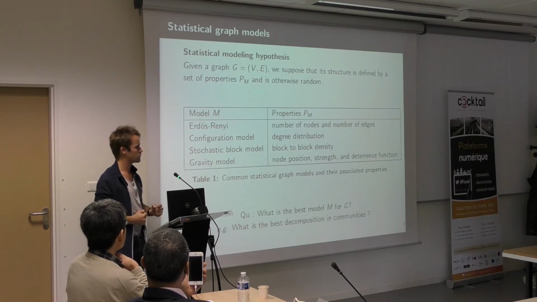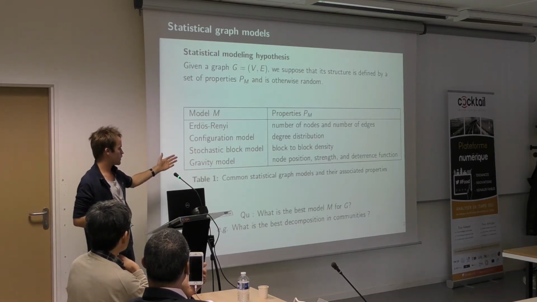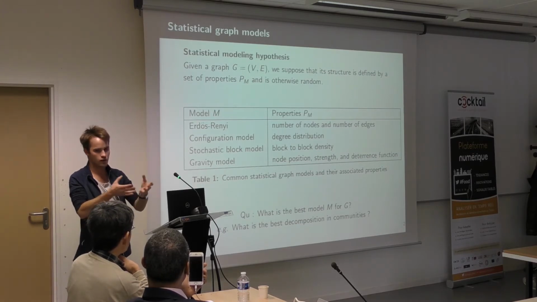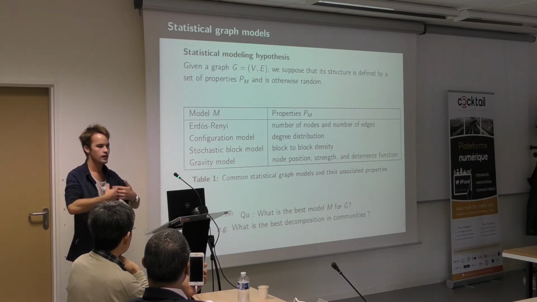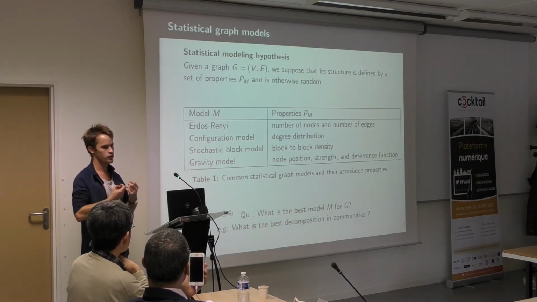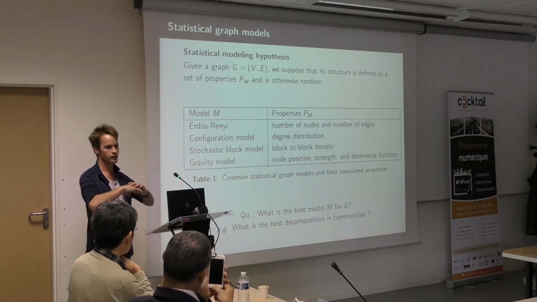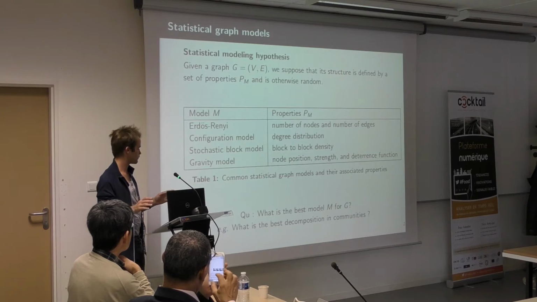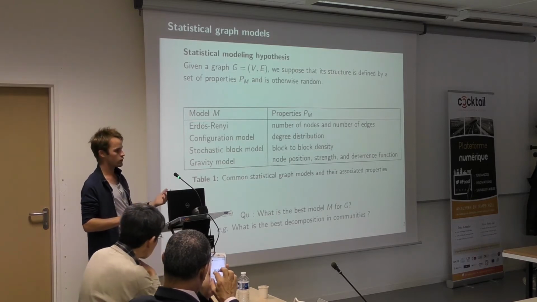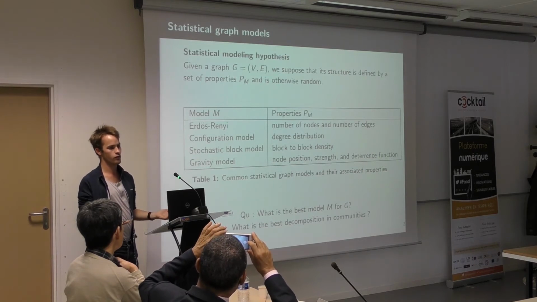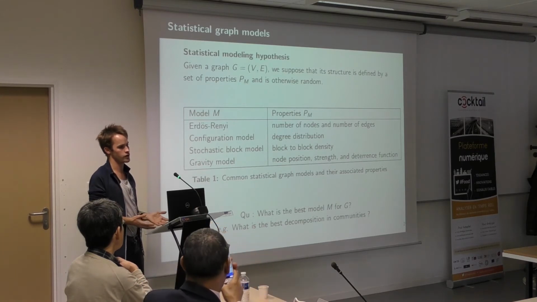respecting this degree distribution. Stochastic block model is the same, with the constraint that the number of edges within each group defined must be respected. So in all these situations, there are some important properties that are fixed in advance, and everything else is random. And one can wonder, with respect to a given graph, what is the best such model?